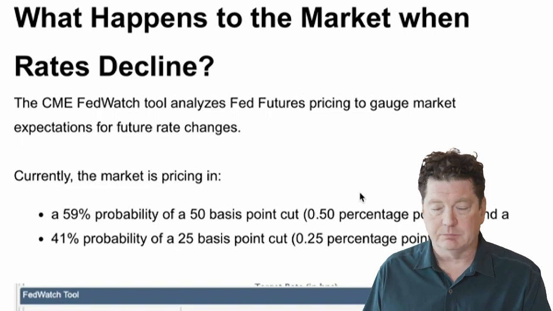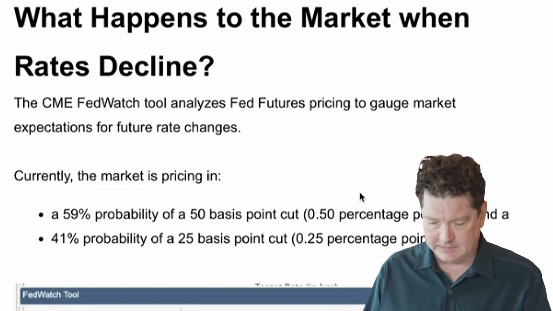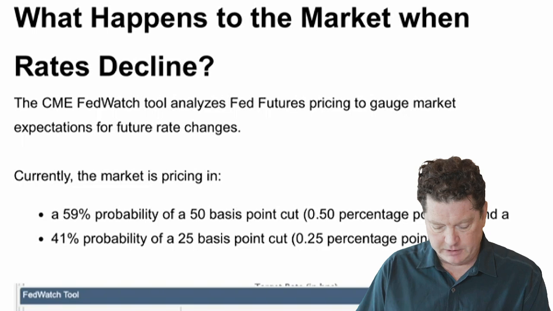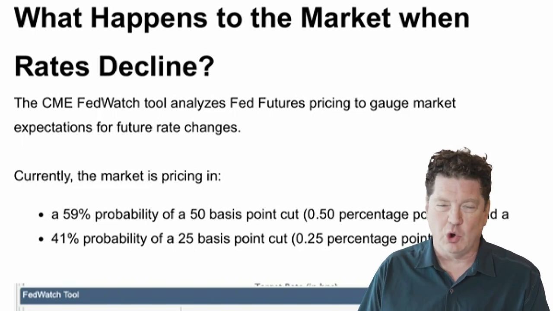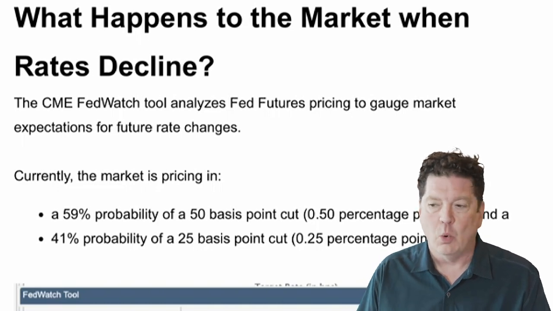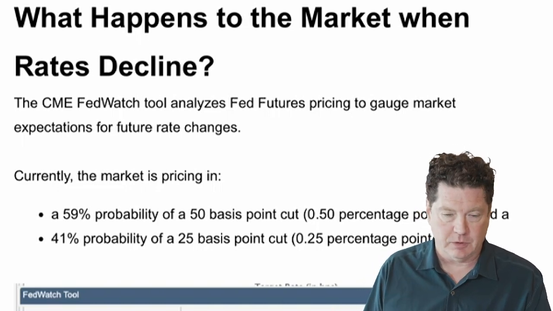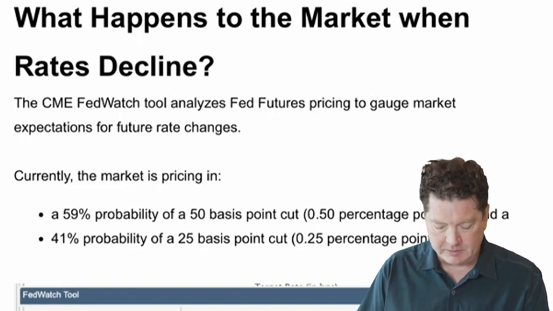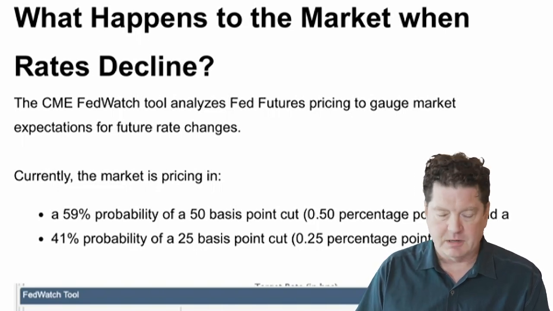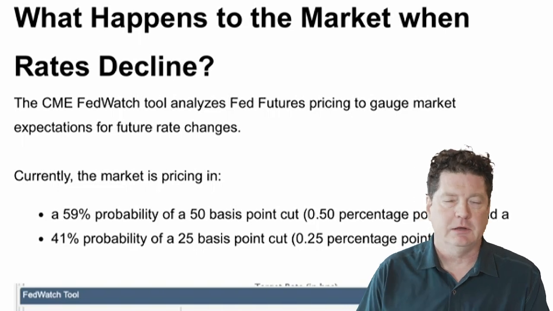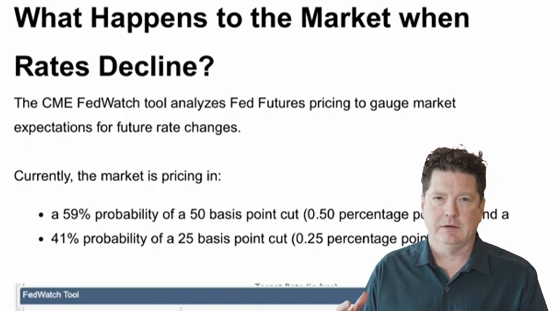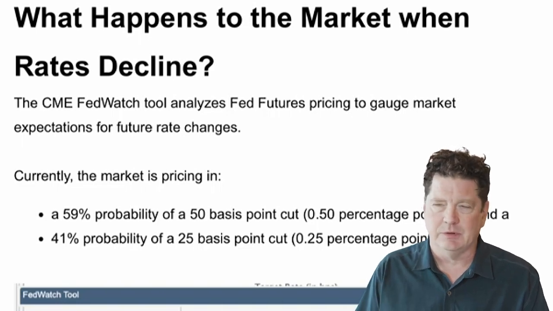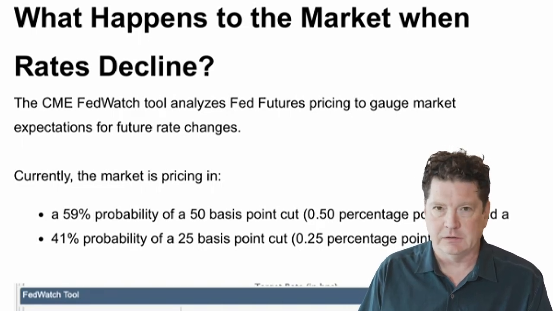So what was happening is that prior to the 18th, the probability of a 50 basis point rate cut, and a basis point is 0.01%, 1% is 100 basis points, was about 59%. A 25 basis point cut would have been about 41%. So if you were paying attention to the market and watching this tool, yesterday's rate cut wasn't a big surprise. 50 basis points was the likely event.